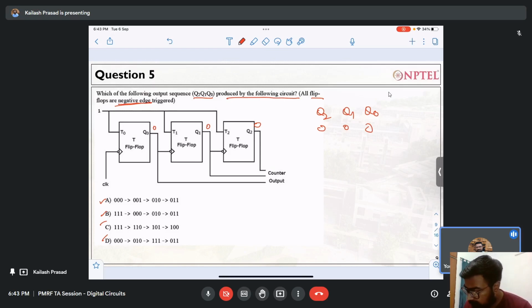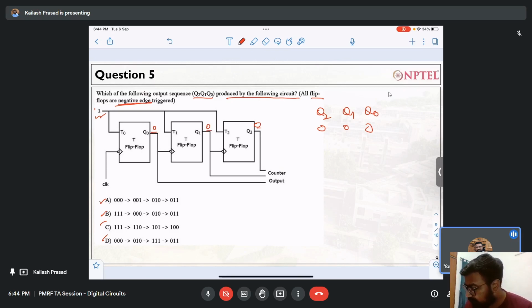Please note that this is a T flip flop, right? So if the input of T is 1, at every falling edge, what will happen? The output will be toggled. Our output will be toggled from 0 to 1, 1 to 0. It will happen like that. So if it is initially 0, that is fine, right?